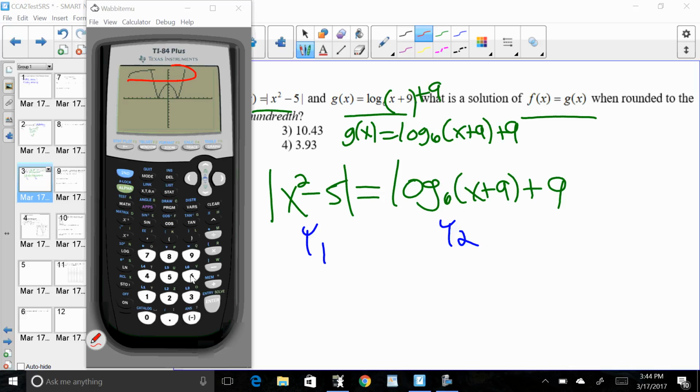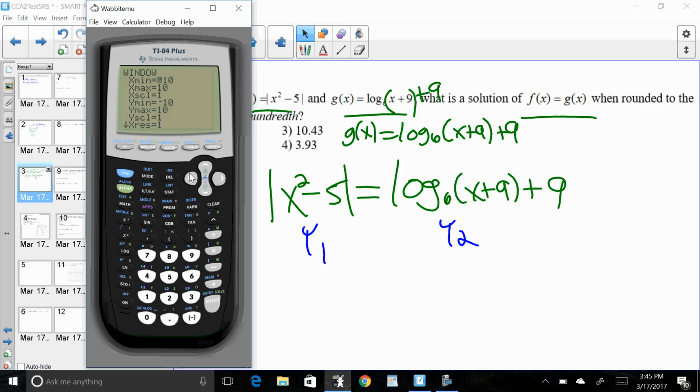It looks like I have stuff going on up top here. So if I want to see more of the up top, I'm going to go to my window. When I go to my window, again, I want to see more of the top. The top is my y max. X min is your left. X max is your right. X scale is just how much each box is worth. Y min is your min, so your bottom, and Y max is your top.